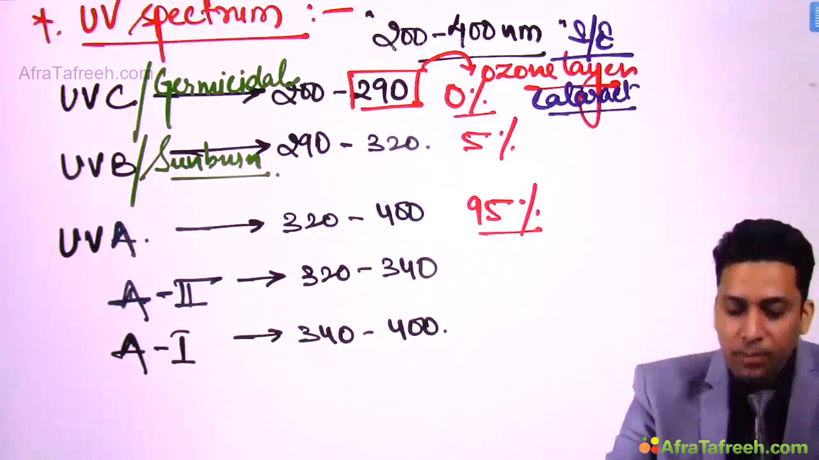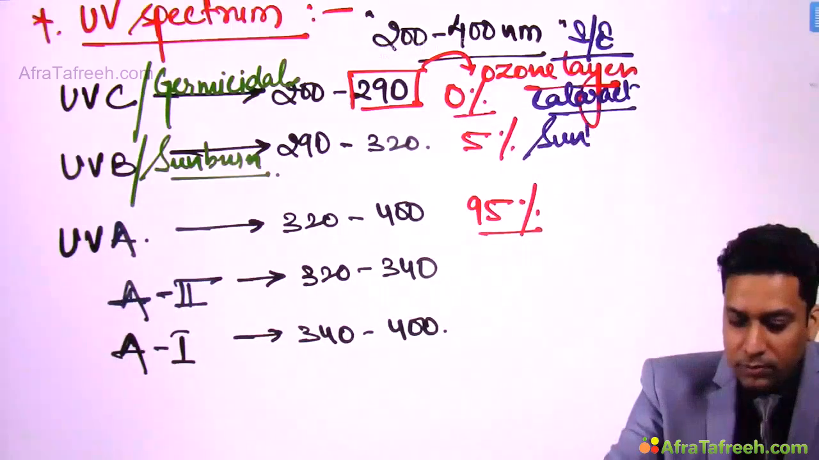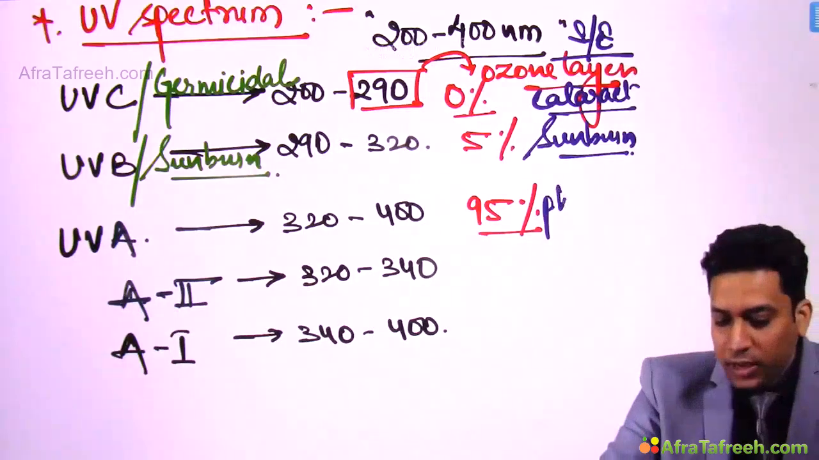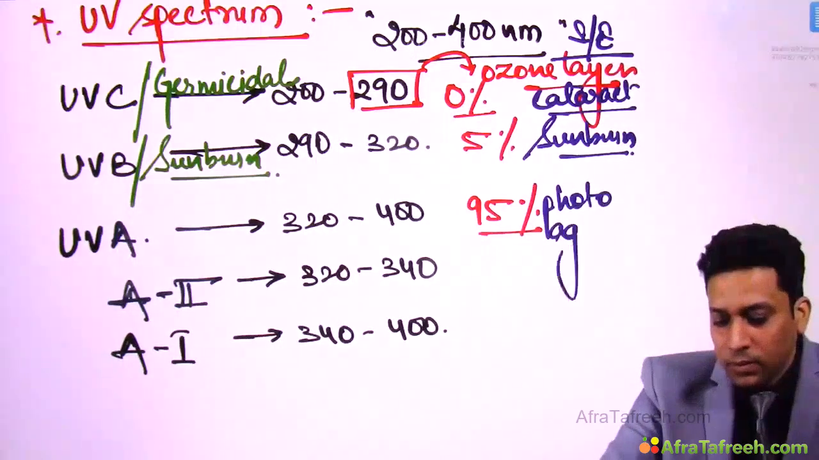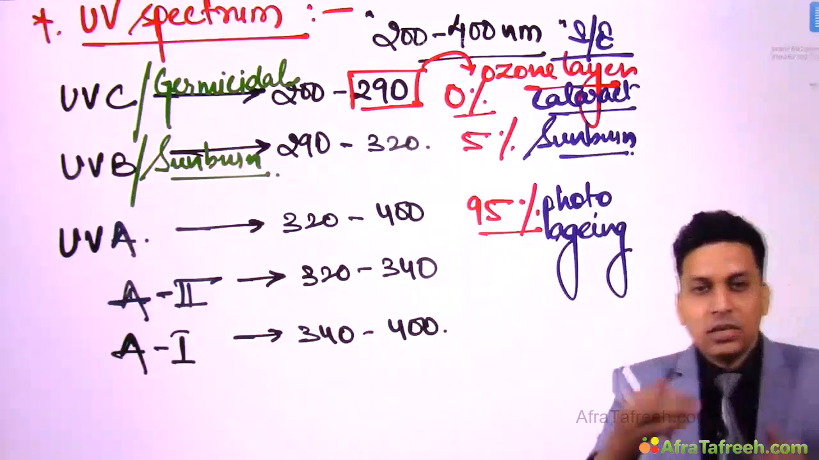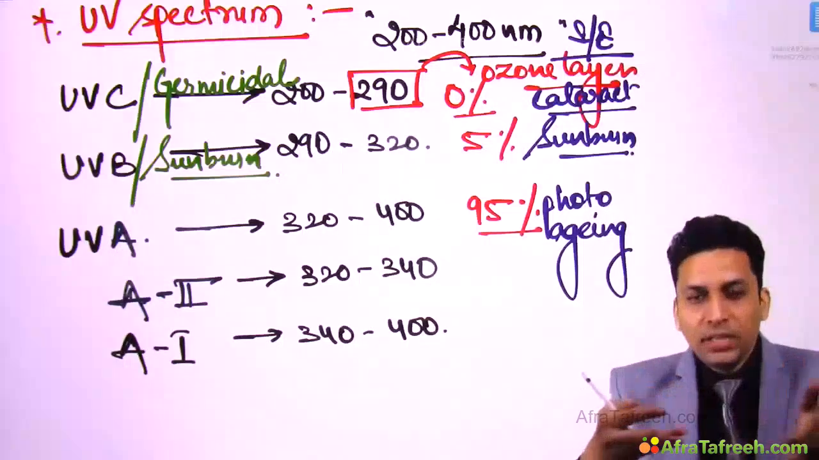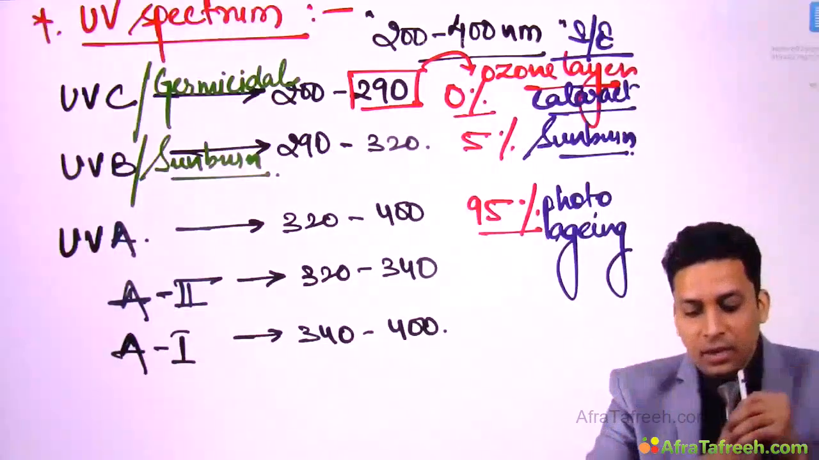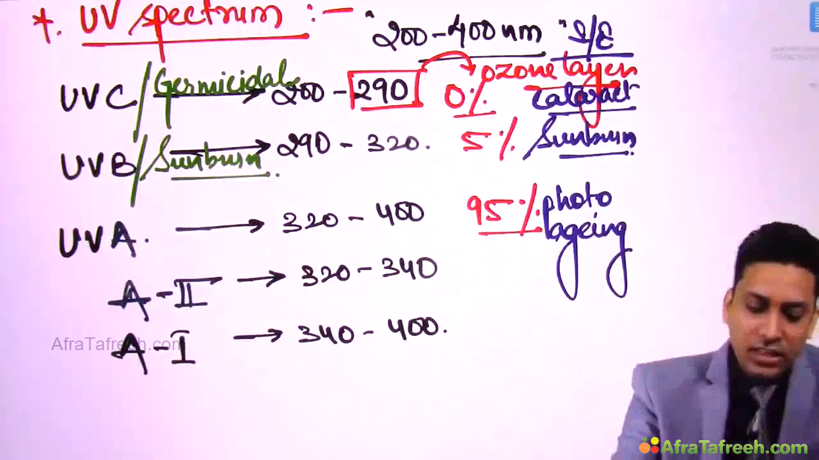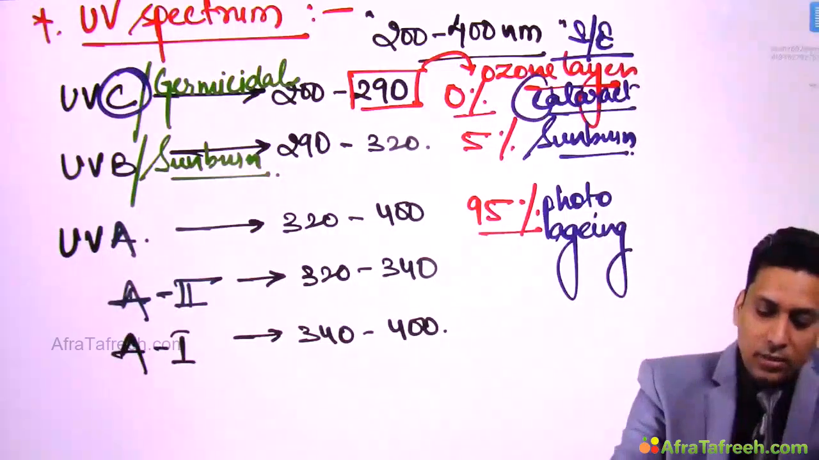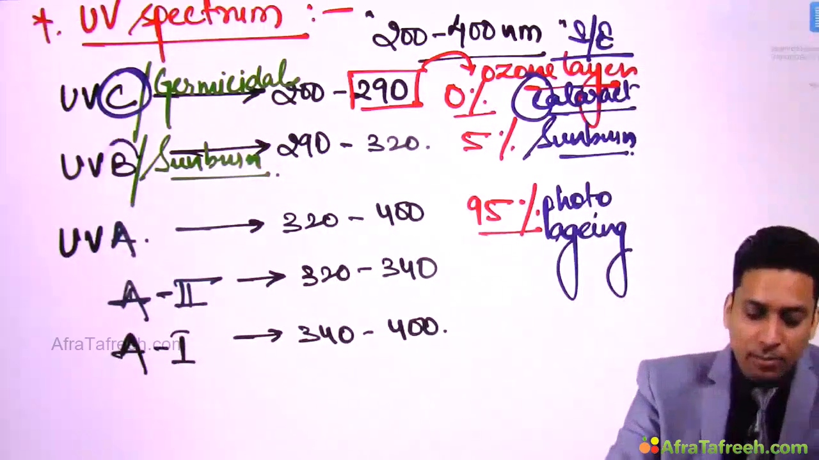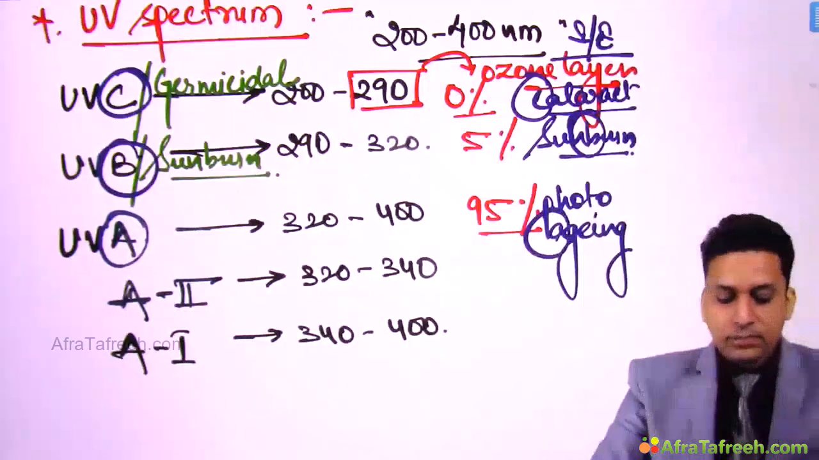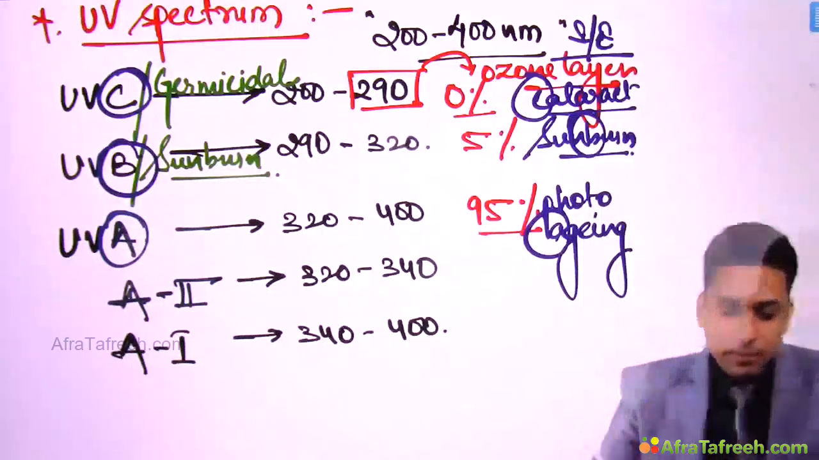Similarly, UVB can lead to sunburn, and UVA can lead to photoaging. So one is normal wrinkles which develop due to old age, and one is wrinkles which develop due to excessive sun exposure, and the cause is UVA. If you forget these side effects, you can very easily recall them in the examination hall. C for C: C causes cataract, B for B causes sunburn, and A for A causes aging. So these are the side effects which you can remember.